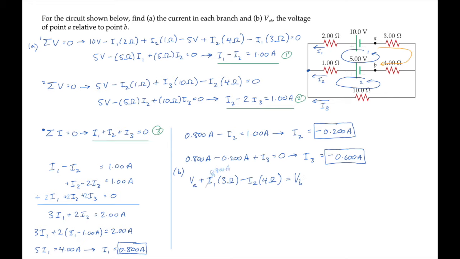Substitute the currents from the previous step and calculate to find that VAB is negative 3.20 volts. The voltage at A is lower than the voltage at B by 3.20 volts.